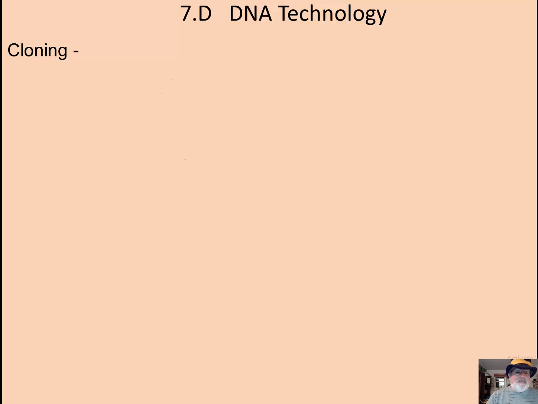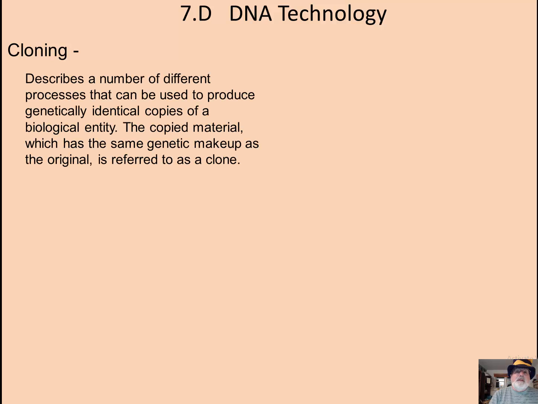Then we have something called cloning. Cloning describes a number of different processes we can use to produce genetically identical copies of an entity. So it could be you, it could be a dog, it could be an elephant, it could be a mouse, it could be food, it could be anything, but you're making a genetically identical critter.